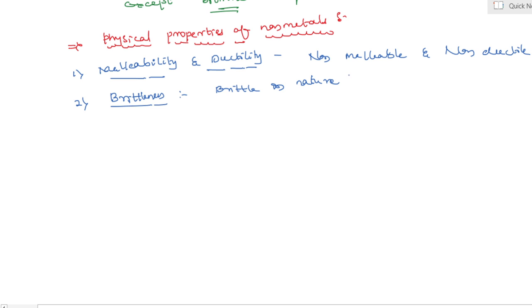Yes, sulfur is a brittle solid. When we hammer sulfur, it breaks into pieces. Next, third physical property is physical state.